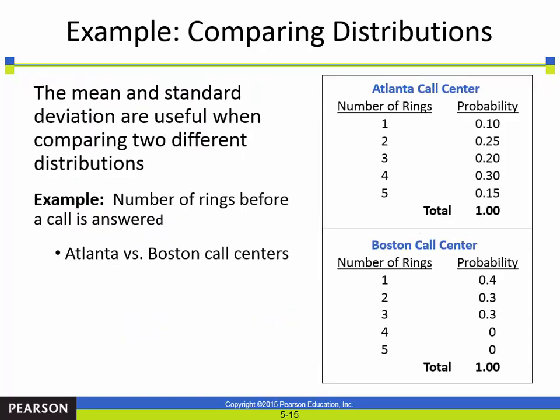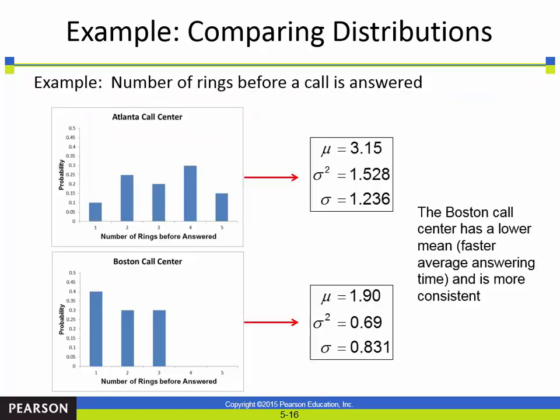So this is their example, a call center in Atlanta versus a call center in Boston. Number of rings before the call is answered. You could see how if you were running this business, you could do this and figure out who's doing their job better by measuring how many rings. That's not all of the job, but that's one job. Why does the phone ring so much more?